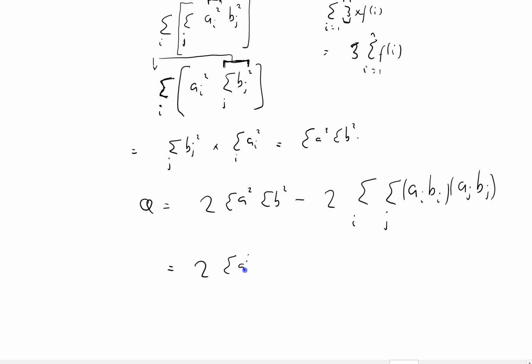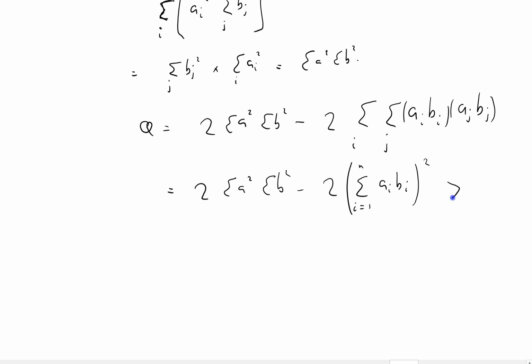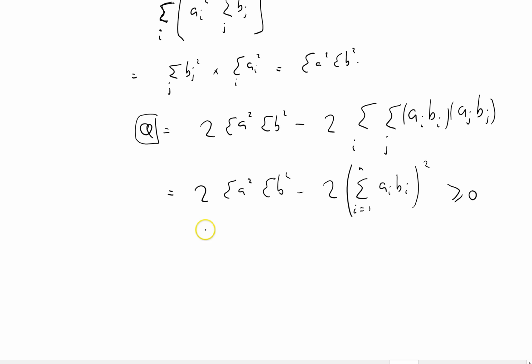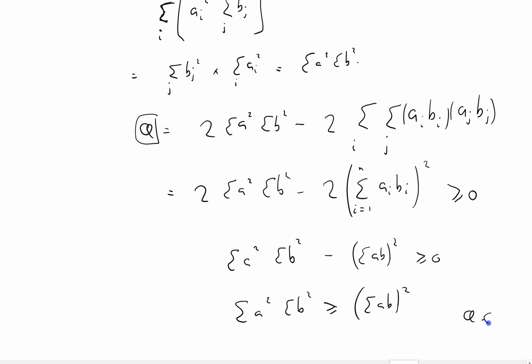Equals 2 sigma a squared sigma b squared minus 2, and it's the same line of logic again, taking out the i's and taking out the j's, sigma, I may as well write it in full, i equals 1 to n of ai bi, all squared. And we know that this is greater than or equal to 0 because q itself is the sum of squares. So we can cancel out the 2 and observe that sigma a squared sigma b squared minus sigma ab all squared is greater than or equal to 0, or sigma a squared sigma b squared is greater than or equal to sigma ab all squared, QED.